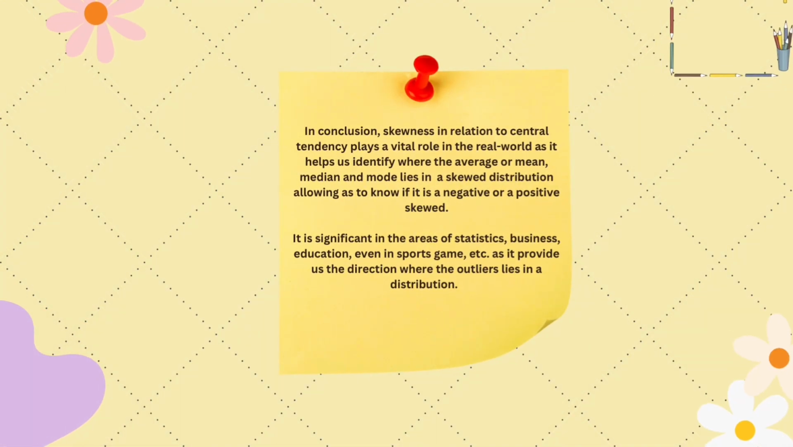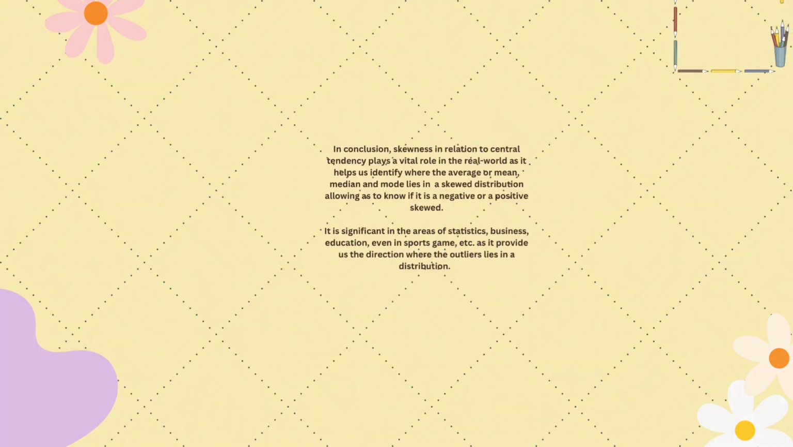In conclusion, skewness in relation to central tendency plays a vital role in the real world, as it helps us identify where the average or mean, median, and mode lie in a skewed distribution, allowing us to know if it is negatively or positively skewed. It is also significant in the areas of statistics, business, education, even in sports games, as it provides us the direction where the outliers lie in our distribution.